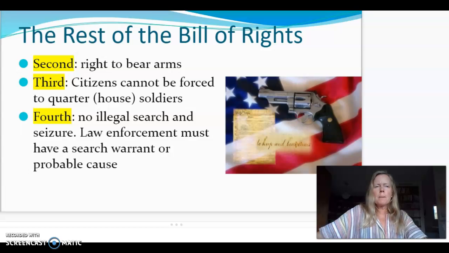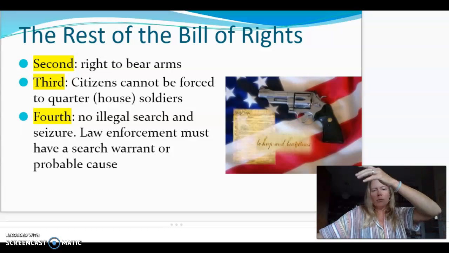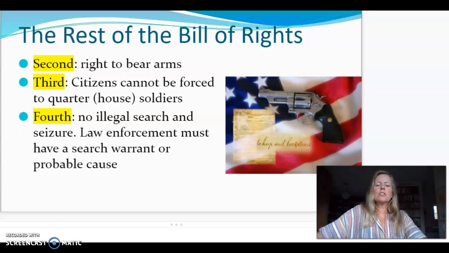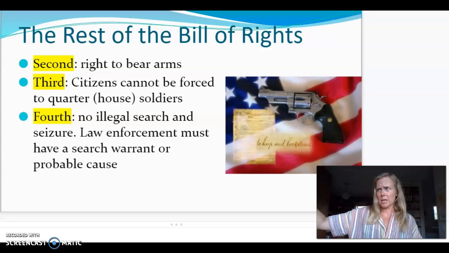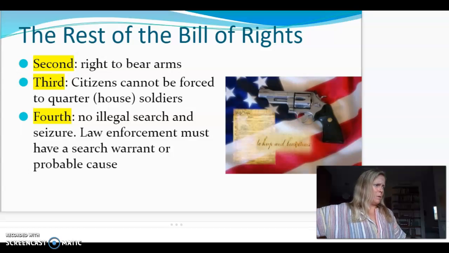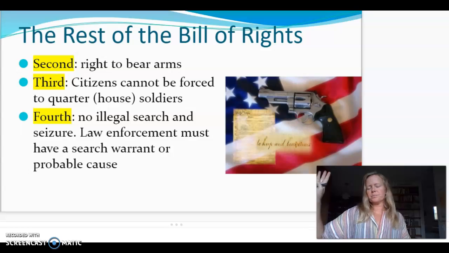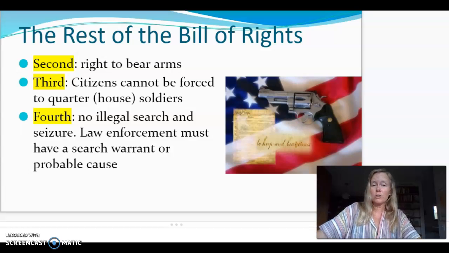The Third Amendment, little known, not really something we think about now. It was a big problem prior to the American Revolution. Citizens cannot be forced to quarter, meaning house, soldiers. So the U.S. Army can't say, hey, these people are back from Fort Bragg, they're going to stay in your house, you've got to feed them, you've got to clothe them. Weirdly, there are some cases in very recent history where the government has violated this right. But as far as I know, none of these have ended up in court. So again, little known one, doesn't seem to happen very much.